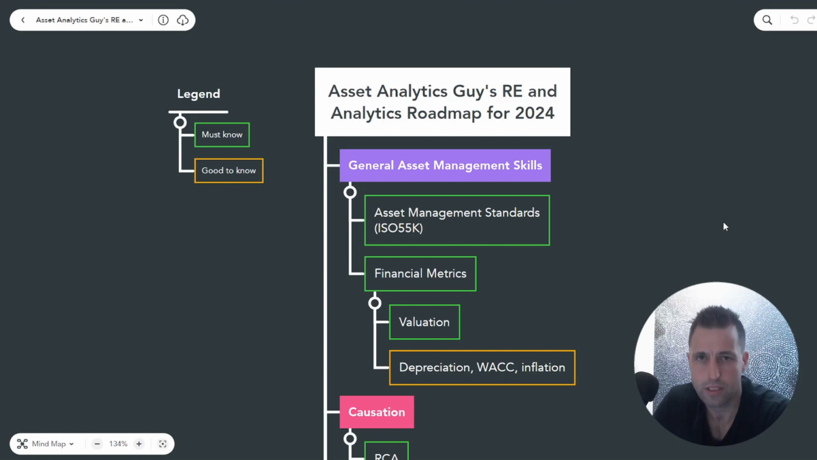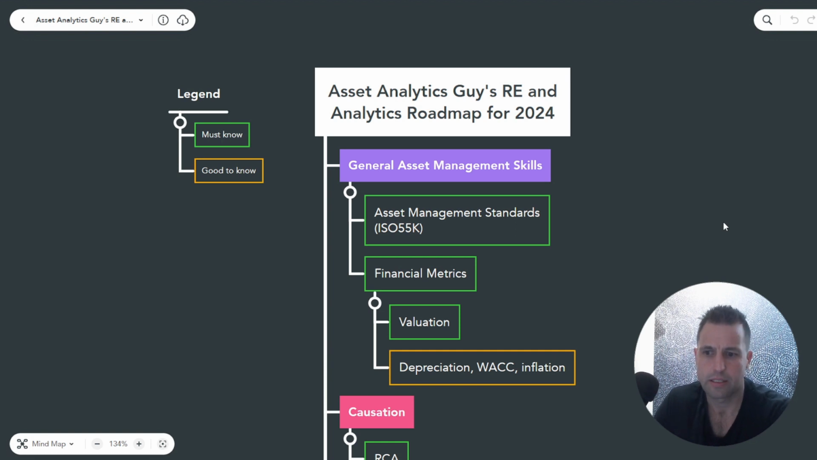Starting off at the top, the first thing I think you should know is the general asset management standards for this discipline. So ISO 55000, 55001, 55002, and they really set the stage on what we're trying to achieve in terms of maximization of value, continuous improvement. A lot of the core values of this discipline are illustrated throughout those standards.